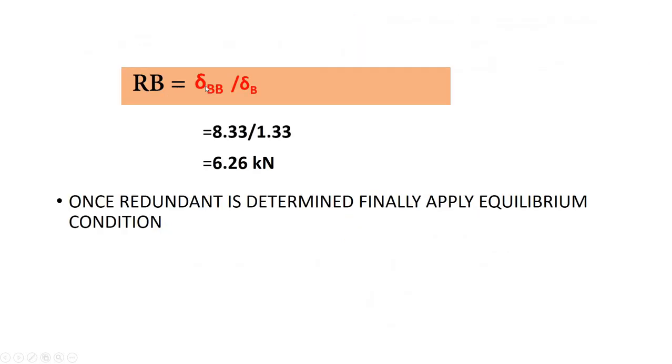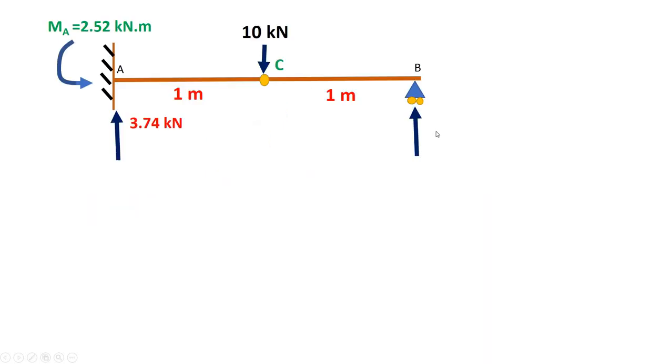Now RB is equal to this deflection due to the statically determinate beam, and this is due to the unit action. So 8.33 over 1.33. Finally RB is equal to 6.26 kilonewton. Now once the redundant is determined, finally you can determine the other reactions by equilibrium conditions only, because now we have only 3 unknowns. So this is determined, 6.26. The other unknowns we can determine automatically.